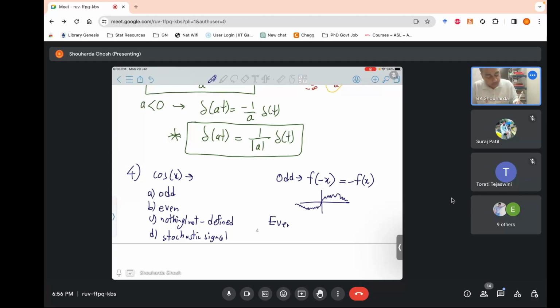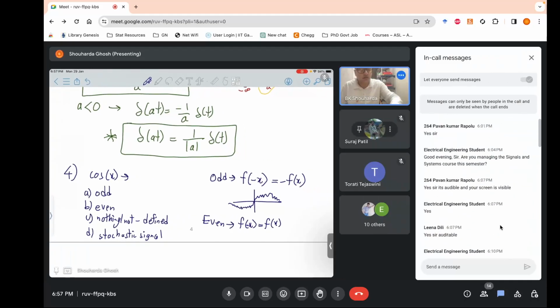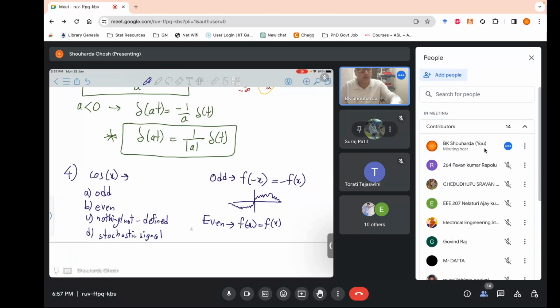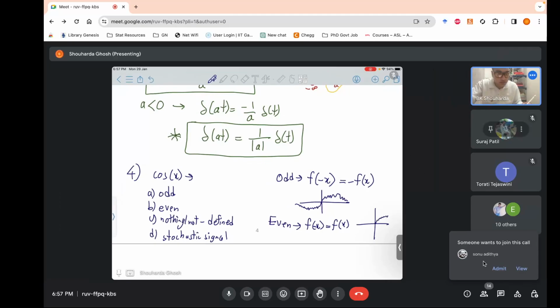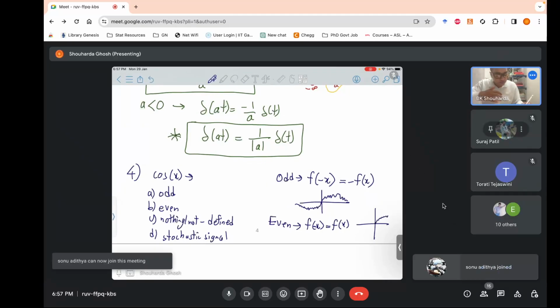For an even signal, you have, okay, let me wear my spectacles, f of minus x equals f of x, that's even symmetric. How does it look like? It's symmetric about 0. So whatever you have over here, this acts as a mirror and you get the same thing over here.